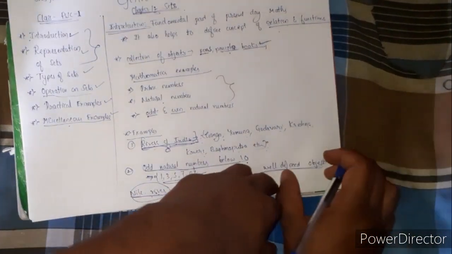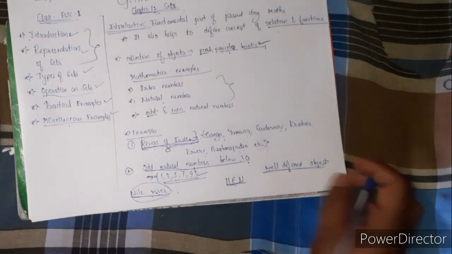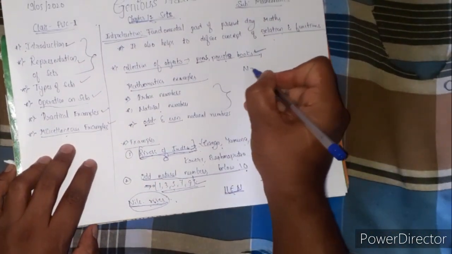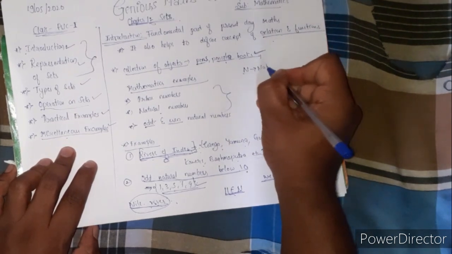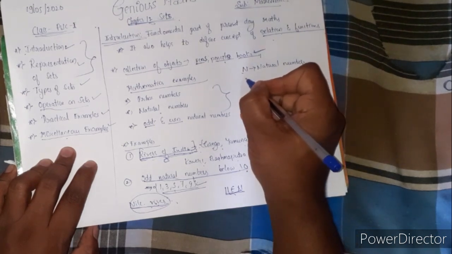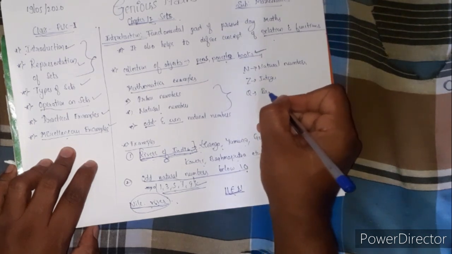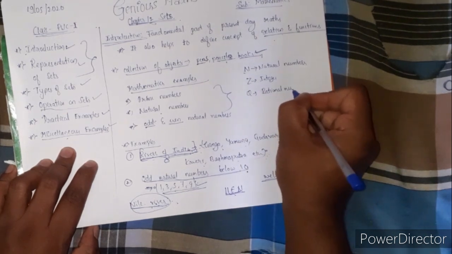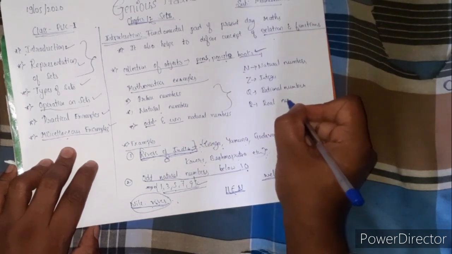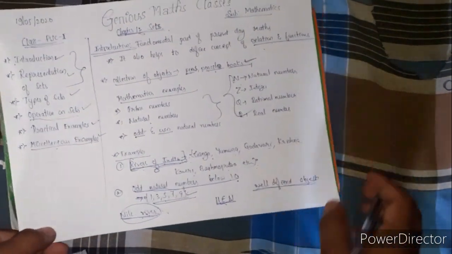The set is a collection of well defined objects. Objects should be maintained here. Let me consider some other mathematical examples. The set N is the natural numbers, Z is the integers, Q is the rational numbers, and R is the set of real numbers. These are some sets in mathematics.